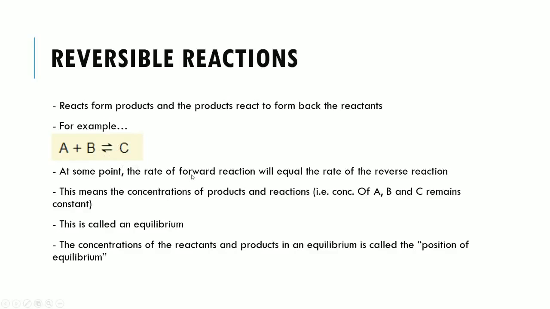At some point in a reversible reaction, what will happen is the rate of the forward reaction will actually begin to equal exactly the rate of the reverse reaction. So this means that C is being formed at the same rate as A and B are being formed, because A and B make C, but C is forming A and B at exactly the same rate. What that means, therefore, is that the concentrations of all three of these things, i.e. the reactants and the products, will all remain constant, and when this happens, this is called an equilibrium. The concentrations of these individual reactants and products in an equilibrium is called the position of equilibrium, and we'll talk about that in a bit more detail now.